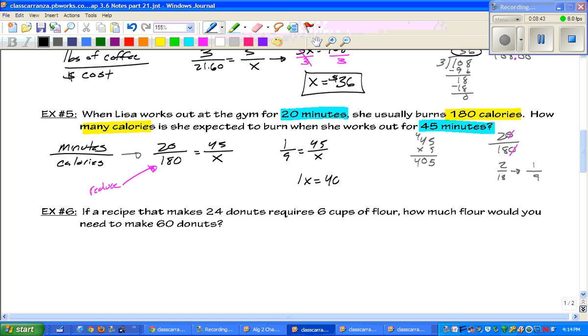So you get 1x equals 405. We do not need to divide by 1 right there. And we're talking calories. Okay?